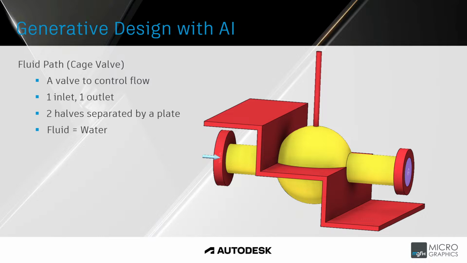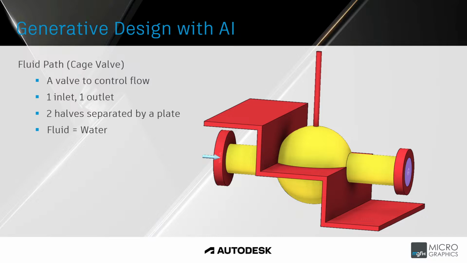Then our next example here is looking at fluid path. We have a cage valve here. And essentially this valve needs to control flow. In this case, we have the valve in a specific position to see how the fluid would flow through at that position. It has one inlet and one outlet, so the fluid is flowing from left to right in this image. And then the two halves are separated by a plate.